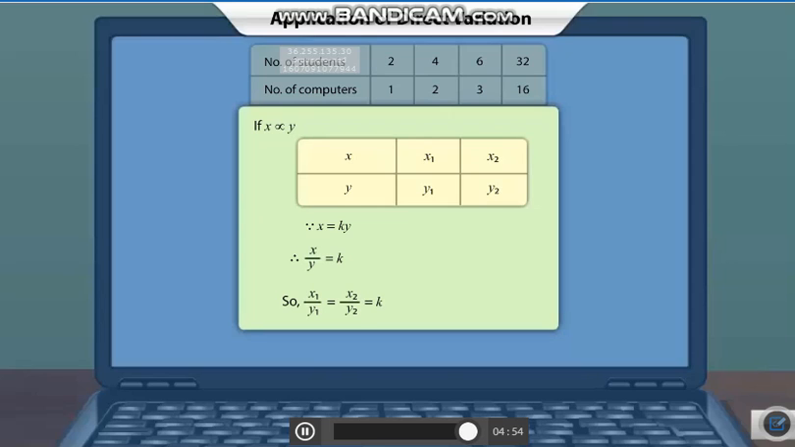For any 2 quantities that are in direct proportion, we can use this relation type to cross-multiply and then solve for an unknown value of one of the quantities.